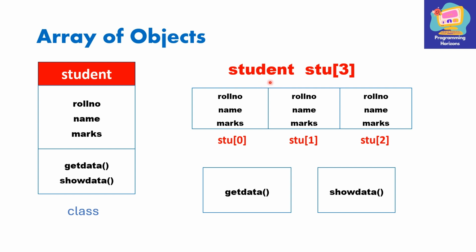I first mention the class name followed by the array name as stu, and then I mention the size as 3. Once I create this array, space will be allocated for each data member separately for each object, but for the member functions, memory is allocated only once when the program is loaded in the memory for the first time. And the same function code is used and shared by all instances of this class.